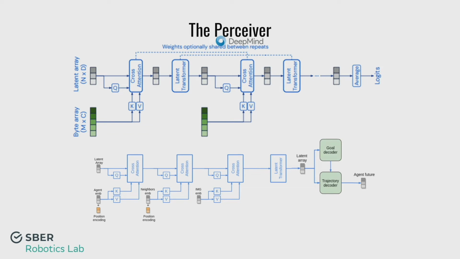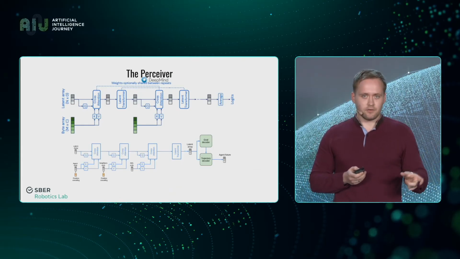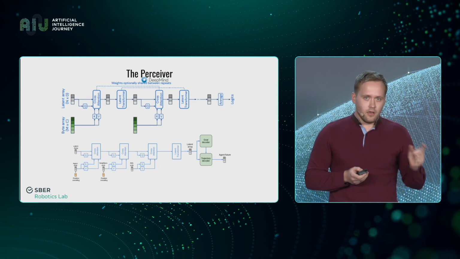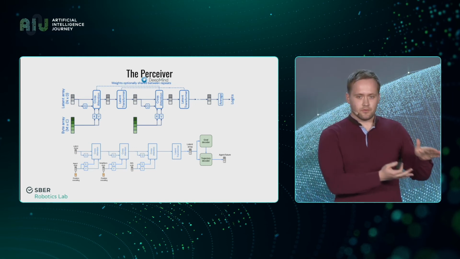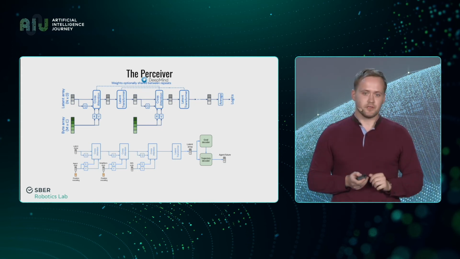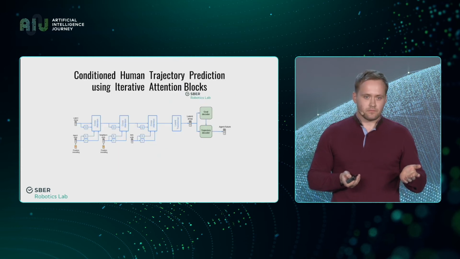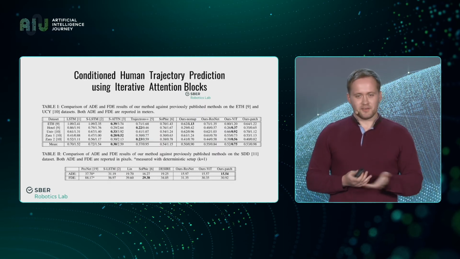For every source of data, we use a separate module of cross-attention. We bring them together, and on top of that, we added 2 more models. It's a goal decoder and trajectory decoder. They predict a set of most probable trajectories of our agent. First they predict the goals, and when we know the goals, we predict trajectories.